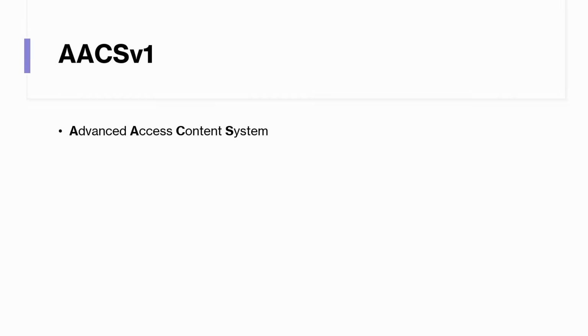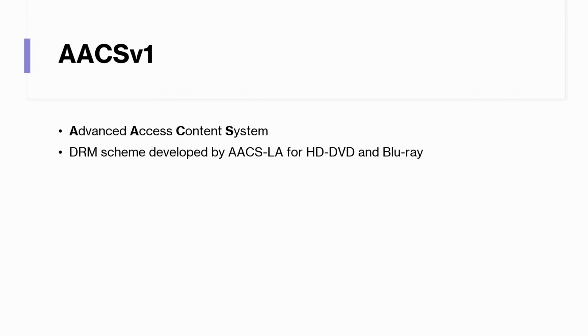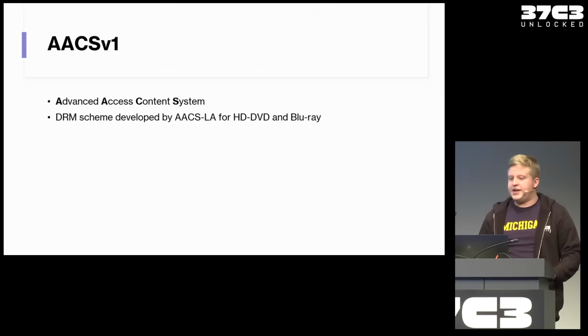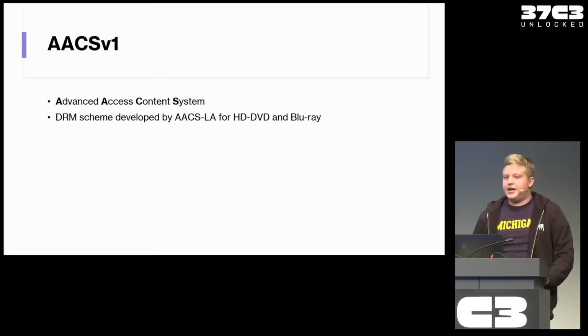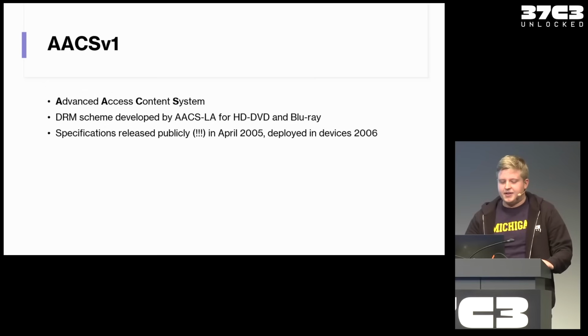So that brings us to AACS, or V1, which is the Advanced Access Content System. And it was the response to the breakage of CSS. And they formed a new coalition called the AACS Licensing Authority. And they want this to be developed in time for the release of the upcoming HD DVD and Blu-ray high-definition formats. The specifications were actually released publicly in April of 2005, which is kind of surprising for a DRM scheme.